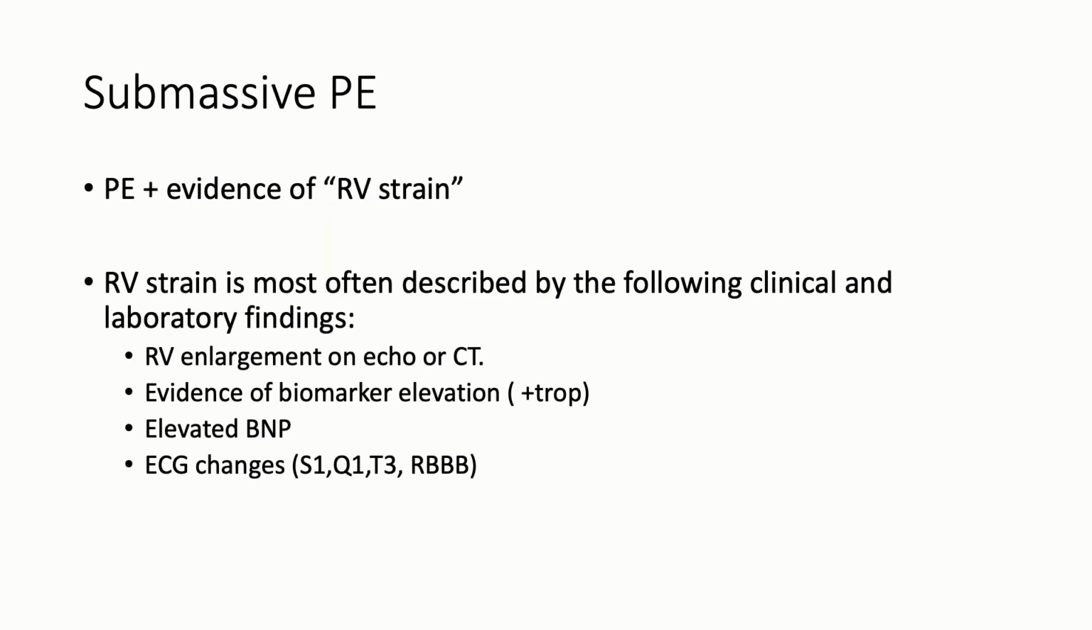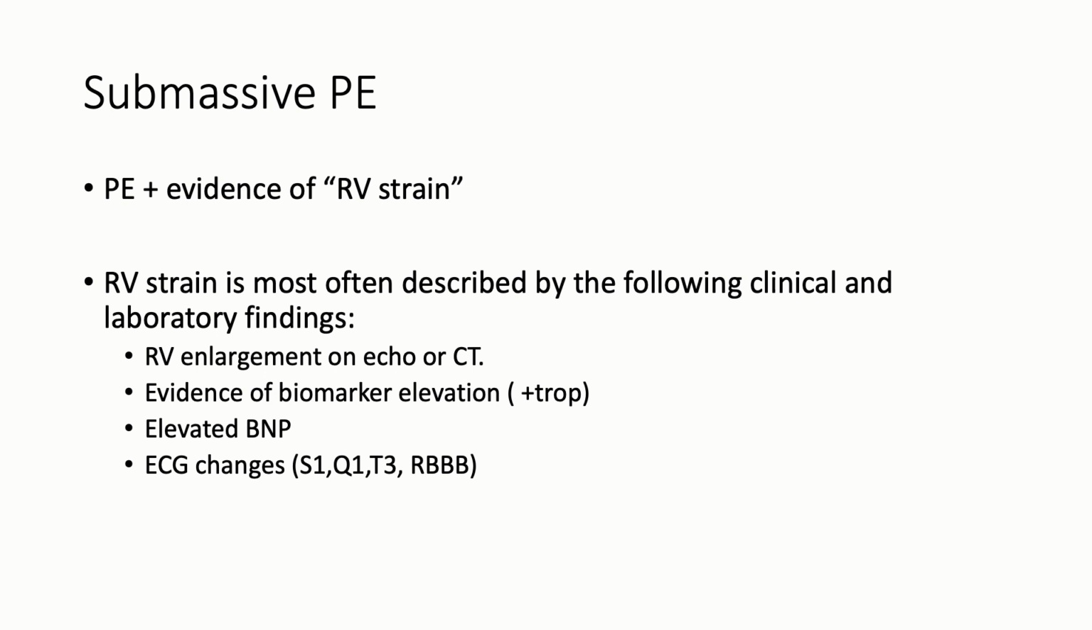The next category of PE, which is a large topic in and of itself, is kind of the middle category of pulmonary embolism, which we call submassive PE. We could easily do an entire hour on submassive PE because it's a large topic and there's a lot of equipoise on what is the proper treatment for submassive PE. But first of all, we have to understand the definition, and submassive PE is defined by any patient with pulmonary embolism and evidence of right ventricular strain.